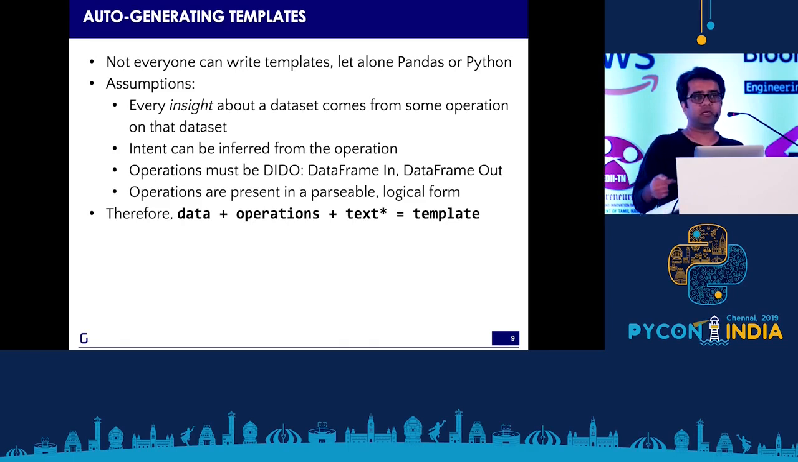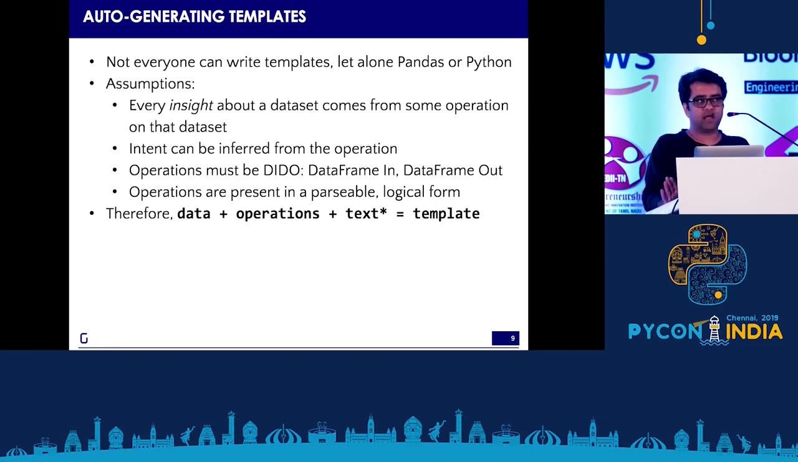Since you're inferring your intent from the operation, if the operation itself is not straightforward, if it is just pandas code, or maybe an Excel formula or HTML or whatever it is, it is a nightmare to parse. So there have to be very opinionated ways of doing a particular operation, and it has to be concise, right?